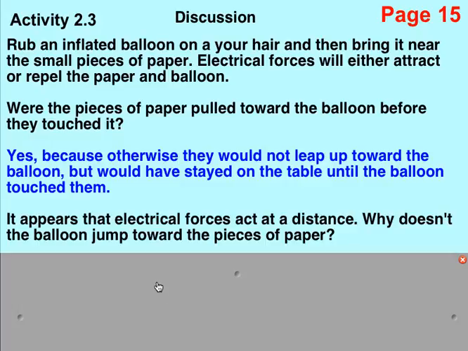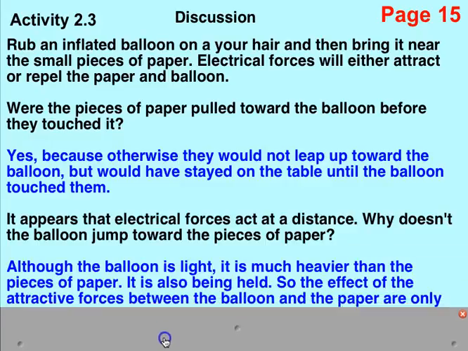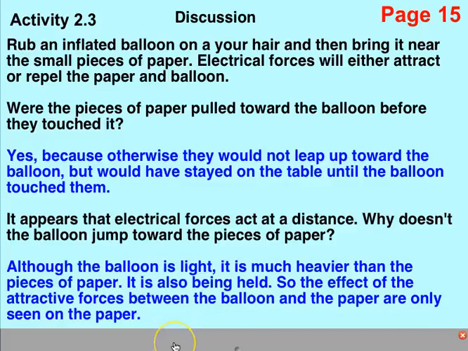So why doesn't the balloon jump towards the piece of paper? Well, although the balloon is light, it is much heavier than the pieces of paper. Plus, I was holding it. Otherwise, you would have seen that even though the balloon was attracting the paper, the paper was also attracting the balloon. It's just that the balloon is so much heavier, and I was holding it in place.